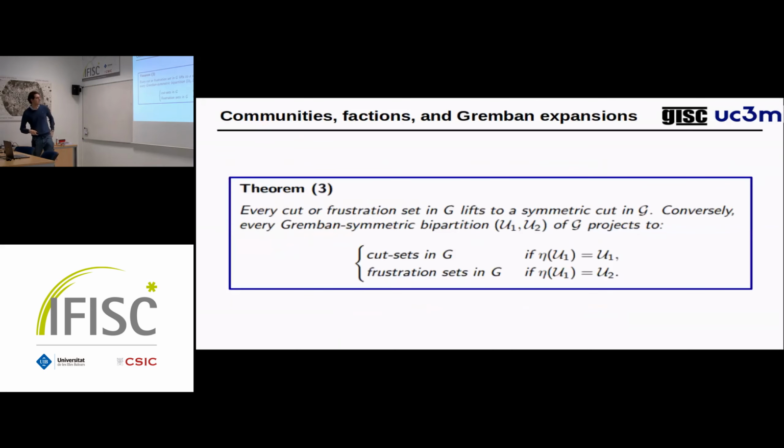And it turns out that there is a bijective map from cut sets to cut sets and frustration sets. So when you have a cut set in the signed network, this maps to a Greenband symmetric cut set in the expanded network. And when you have a frustration set, it also maps to a cut set in the expanded network, and vice versa. Any Greenband symmetric cut set in the expanded network will correspond to either a cut set or a frustration set in the original network, and we can determine which one it is by looking at the symmetry. The Greenband symmetric partitions induced by the cut set will correspond to cut sets in the original one, and the antisymmetric will correspond to frustration sets. And since this is a lot, let's see some examples.